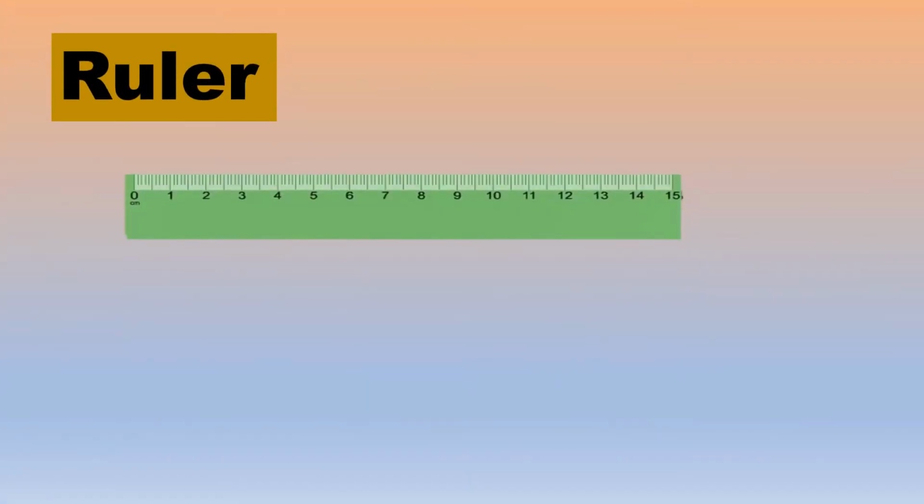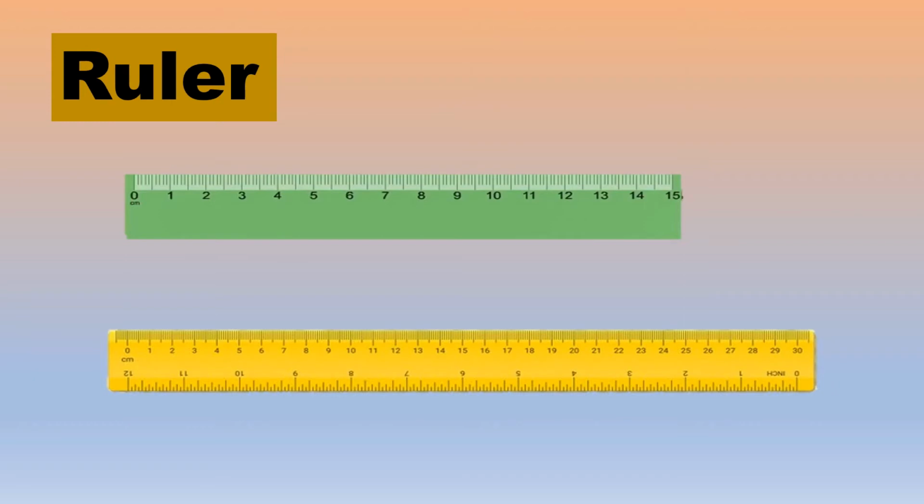Student, can you tell me what this is? Yes, it is a ruler. It is usually used in school and easily available anywhere. Rulers come in different lengths. The first ruler can measure a length up to 15 centimeters, and the second ruler can measure up to 30 centimeters. A ruler is one of the standard units to measure the length of an object.